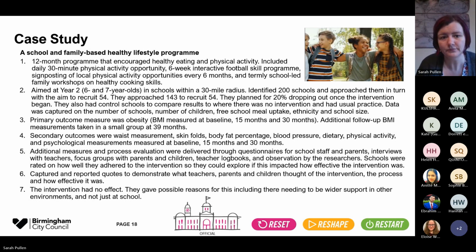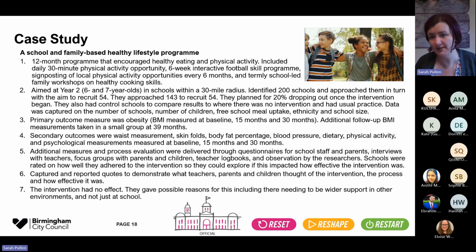They also had control schools, so that means they had another set of schools that had no intervention taking place, and they still did the same measures there. And what it meant they were able to do was to compare the results from where their intervention was taking place to schools that just had the normal practice. That's not always possible on a small scale, but it's something to consider, that if you can look at comparing how impactful your intervention was in one group compared to another, it really helps interpret the information.